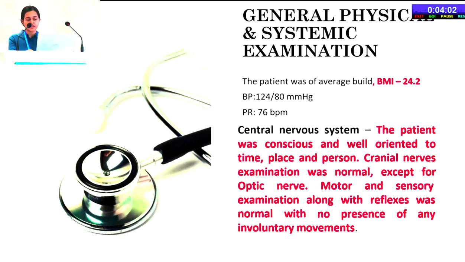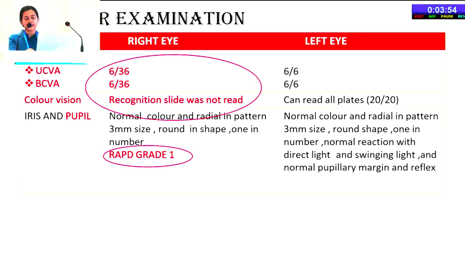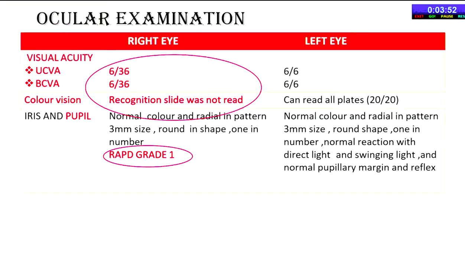On CNS examination, the patient was conscious and well oriented to time, place, and person. All the cranial nerve examinations were normal except for the optic nerve. There were no involuntary movements. On eye examination, the right eye had a best corrected visual acuity of 6/36. In the left eye, it was 6/6.